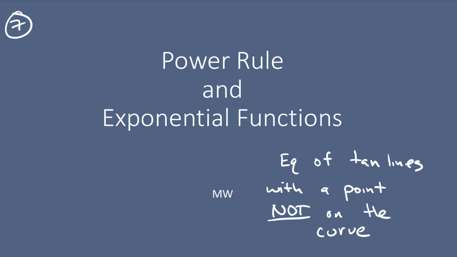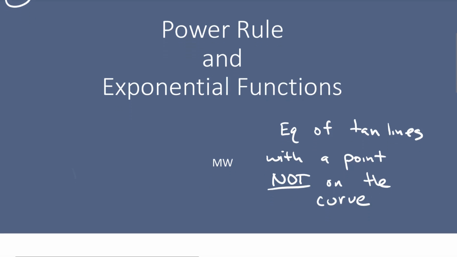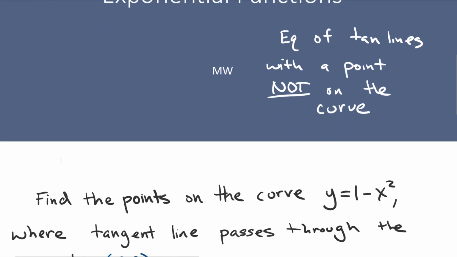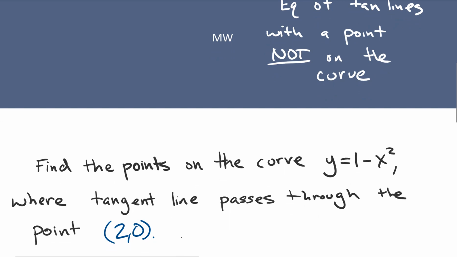All right, let's go tackle a tricky one. This is for finding the equation of tangent lines with a point not on the curve. This can be a little bit challenging, so follow along. Got a little example problem, and we're going to describe what's happening before we start solving anything.